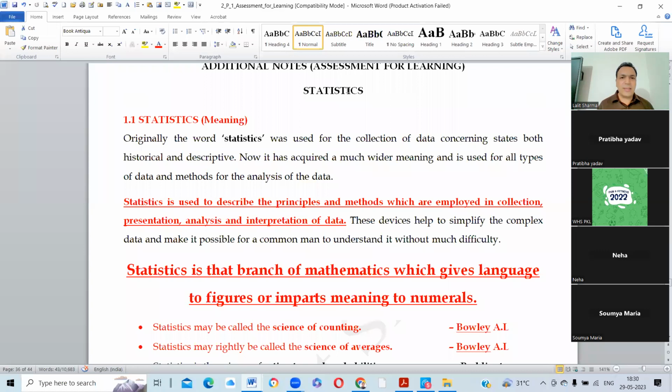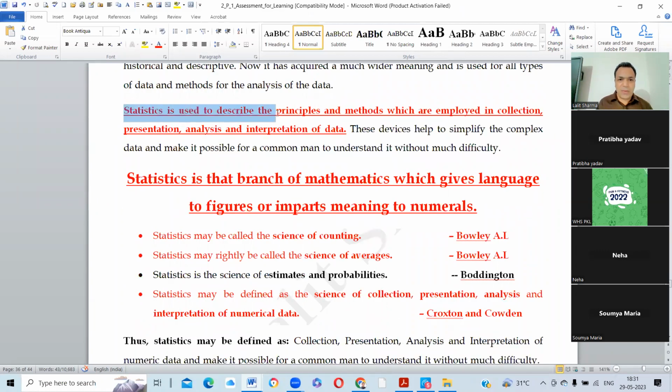So guys, the question arises: what is statistics? Why do we need statistics? What is the role of statistics in the teaching learning process? How is statistics beneficial for the education system and teaching learning process? So first of all, we talk about statistics. The meaning of statistics is that it is used to describe the principles and methods which are employed in the collection, presentation, analysis, and interpretation of data.